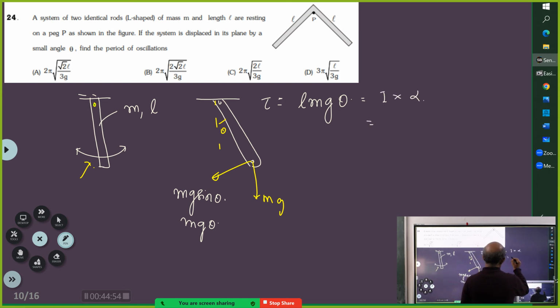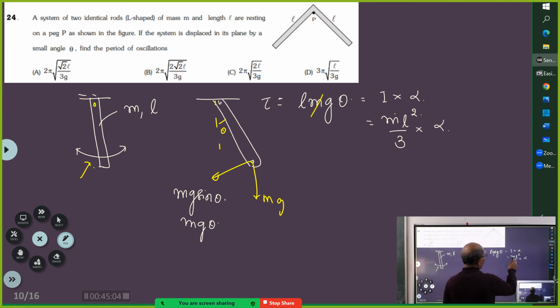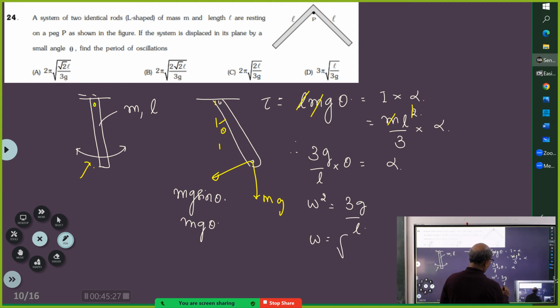And I for this is what? M L square by 3, into alpha. So the m's will go and one of the L will get knocked off. So we get 3g by L into theta is equal to alpha. As you know, alpha is proportional to minus omega square. So omega square will be equal to 3g by L, or omega is equal to root of 3g by L. I think we have done this derivation.